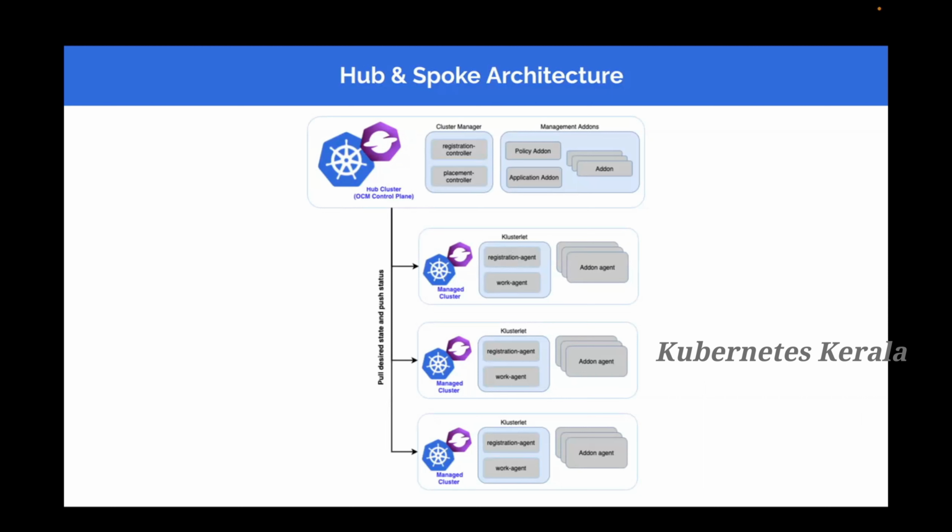Let's say, as we know, we have something called a Kubernetes API server, right? And we run a kubelet agent on each of the worker nodes in Kubernetes. In a similar way, we have this cluster manager, which manages the entire hub cluster, whereas the klusterlet runs on each individual managed cluster and allows it to connect with the hub cluster and get the data to and fro from the hub cluster.